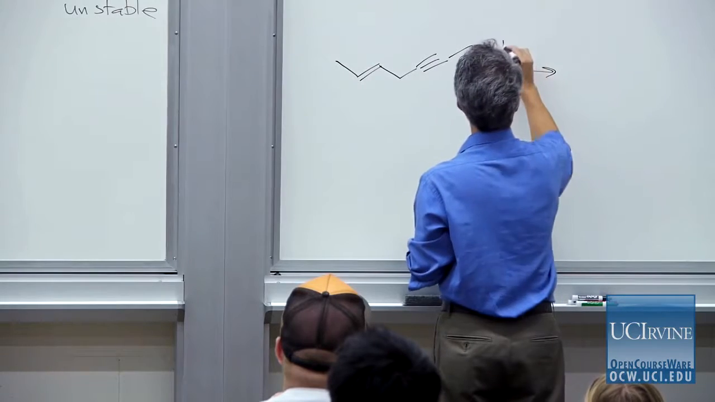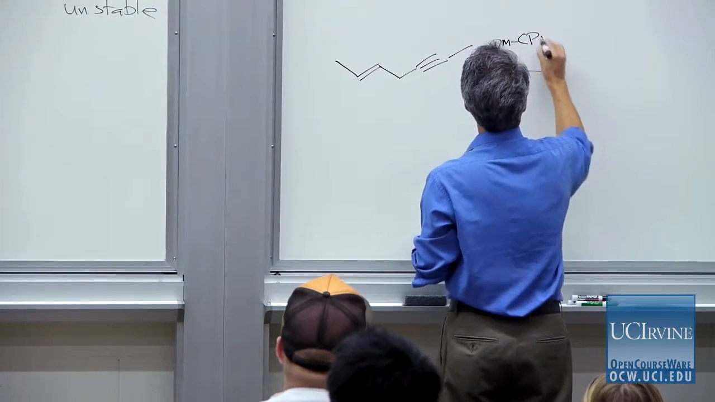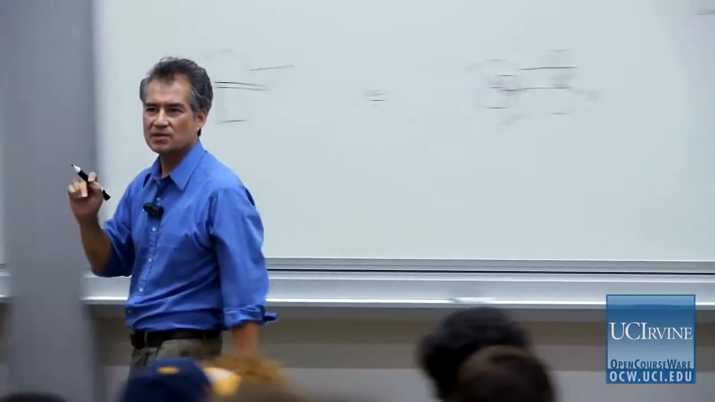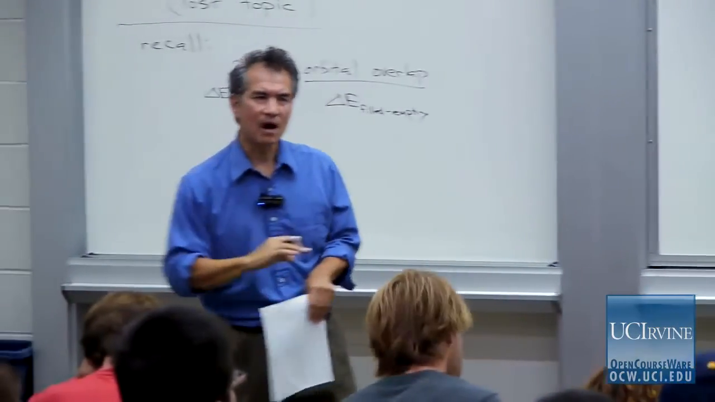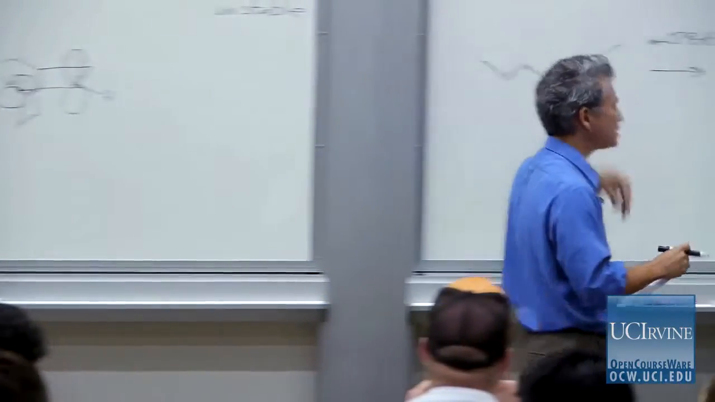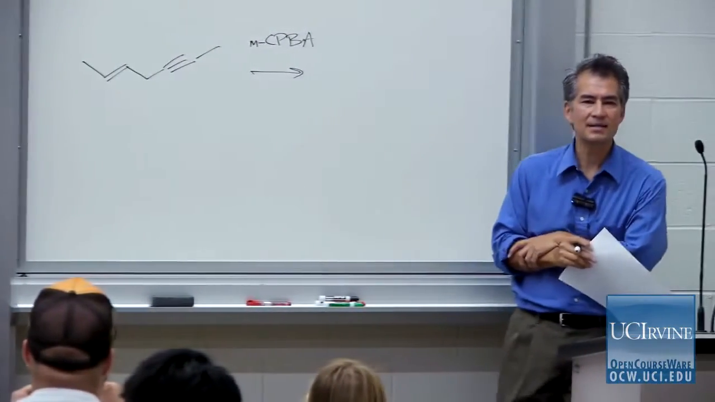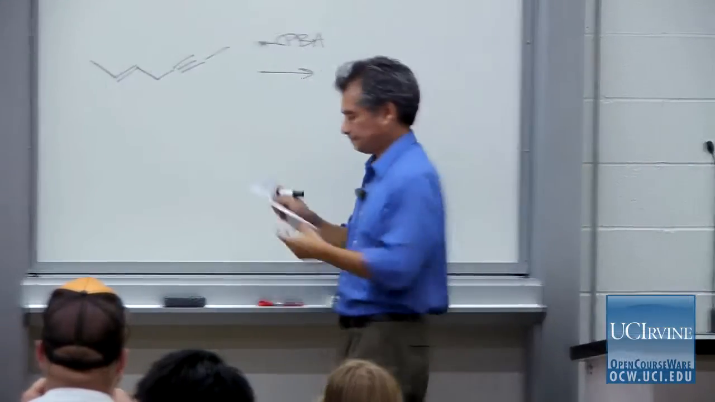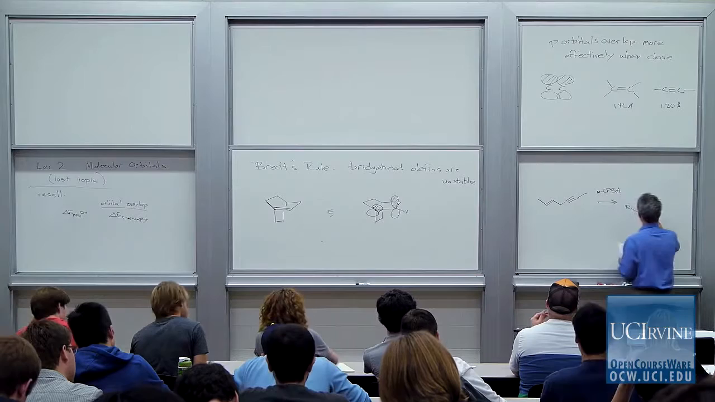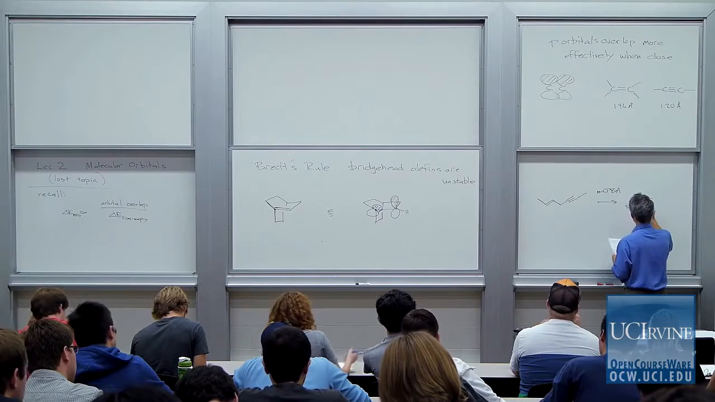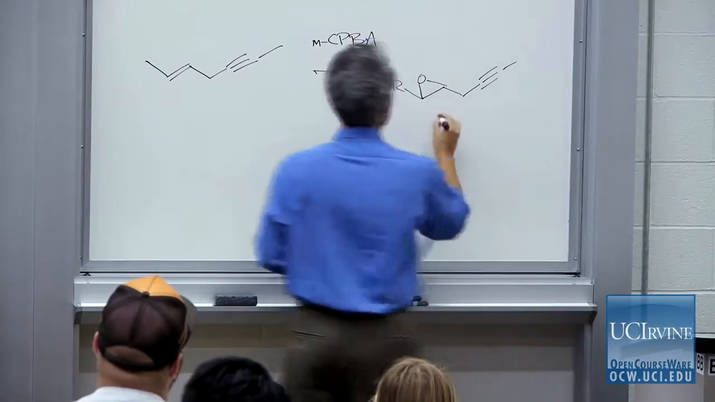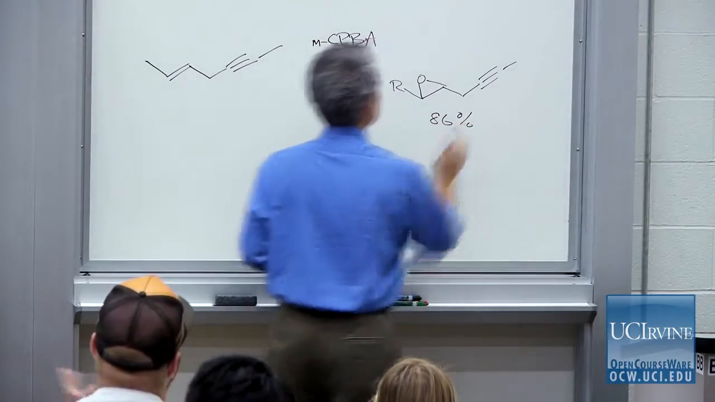And we'll imagine treating this with an epoxidizing agent, meta-chloroperoxybenzoic acid. I expect you to know that peroxy acids make epoxides. And there's two different pi systems that you could make an epoxide with. The major product in this reaction results from attack on the alkene.